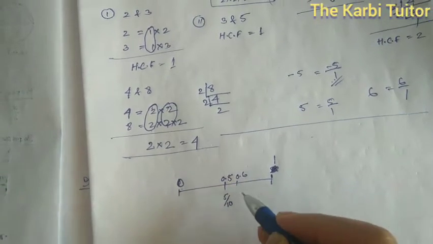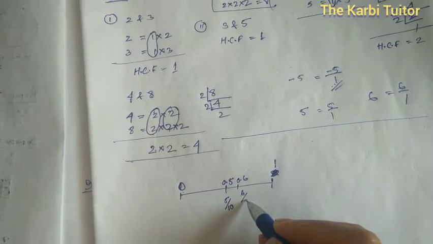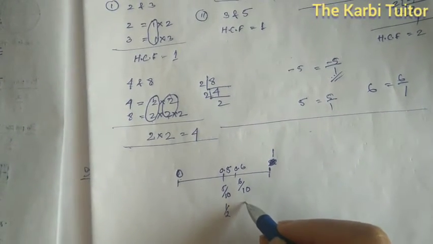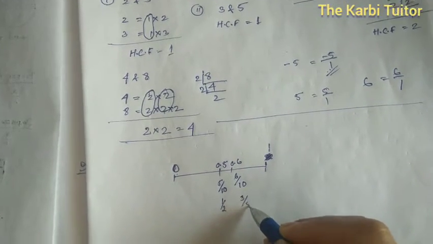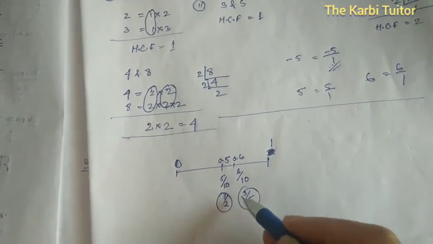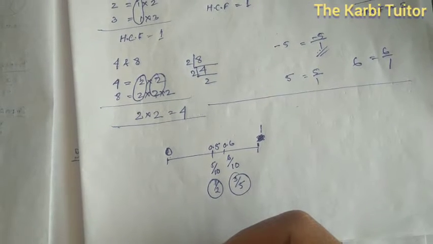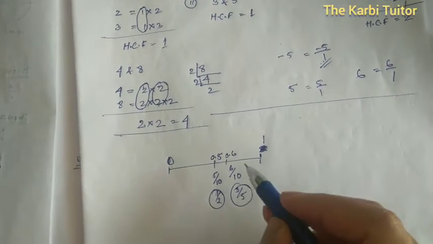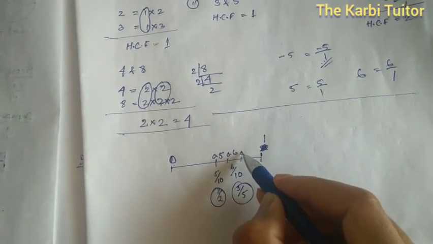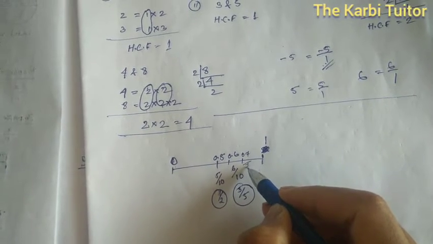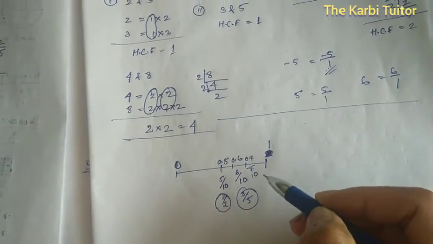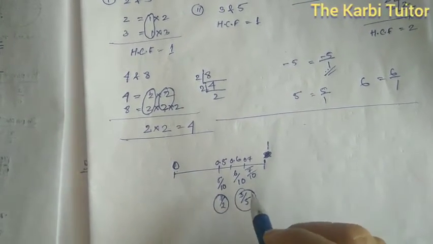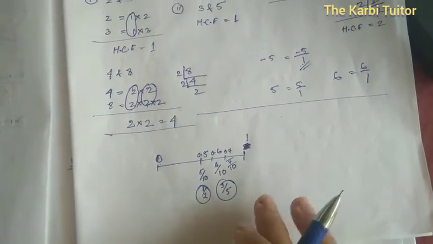Then 0.6, this is 6/10. Here you can reduce it to 1/2, then 3/5. This is a rational number. Then next, suppose 0.7 means 7/10. Okay. So these are rational numbers.